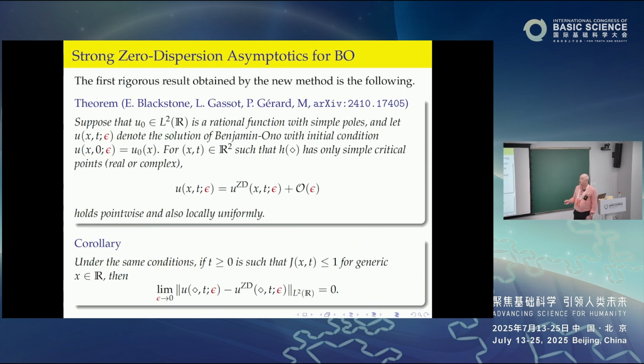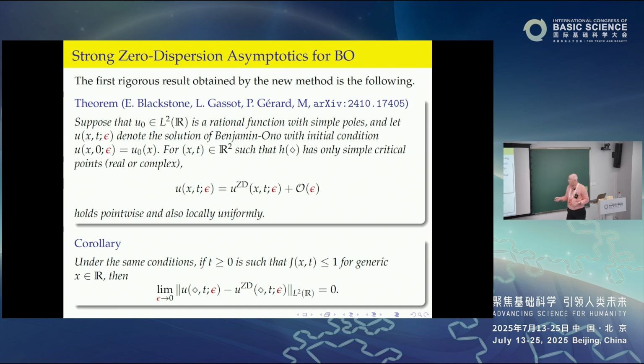All right, so the first rigorous result obtained by this new methodology is this one that came out last year on arXiv. Suppose you take an L2 initial condition and suppose it's a rational function with simple poles. The poles are, of course, in the complex plane. Let u of x, t, epsilon be the solution of Benjamin-Ono with the initial condition u naught. Then as long as you consider points x, t in the plane for which this Lax-Levermore objective function has only simple critical points, and we're allowing the possibility of complex critical points, which also have to be simple, but that's a generic condition.